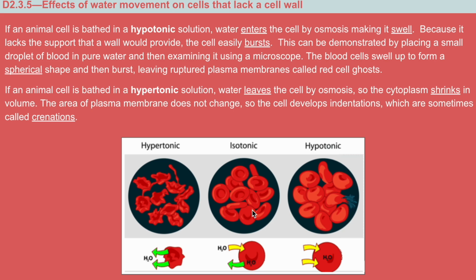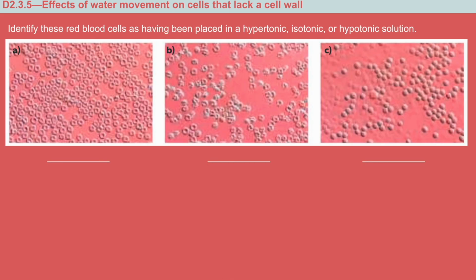Isotonic, remember, is where cells are in the same concentration as the cells themselves, and so we have no net movement of water. You should be able to recognize images of red blood cells to determine what type of solution they've been placed in.